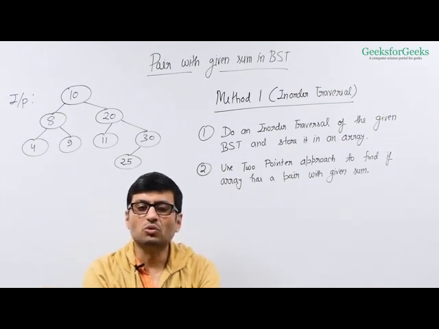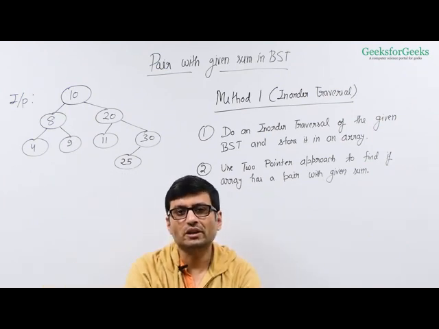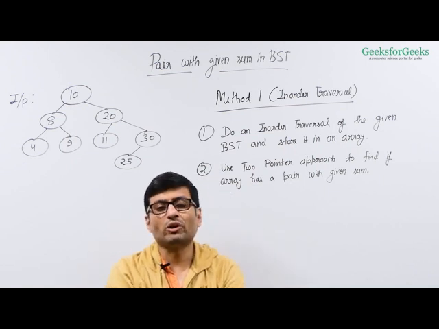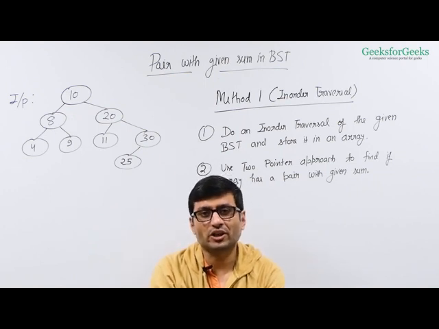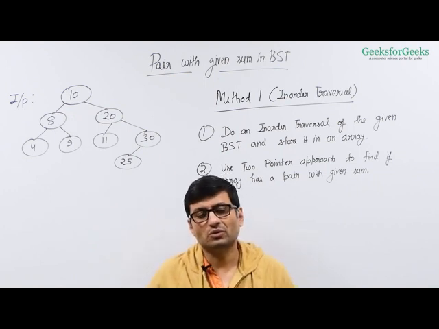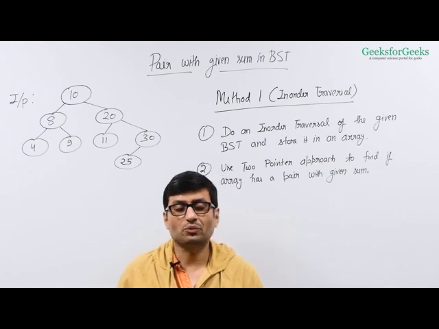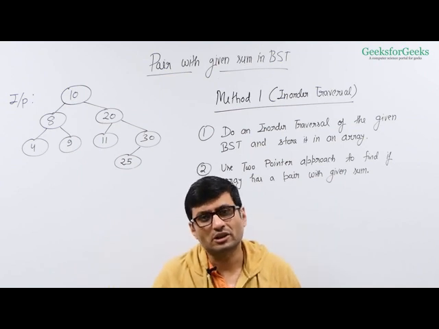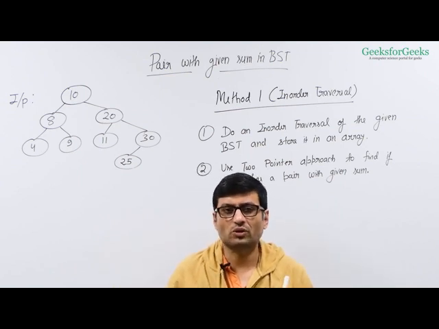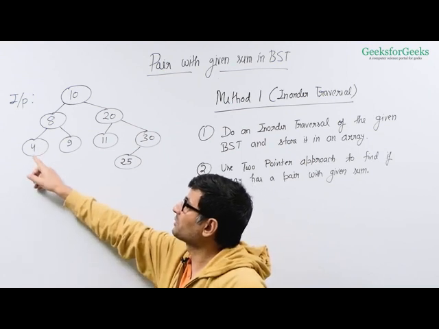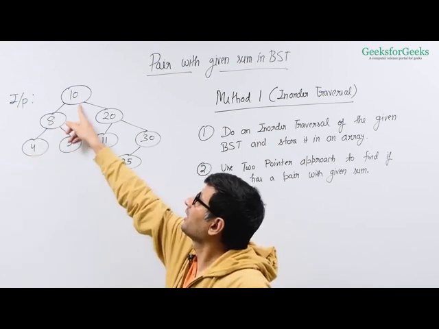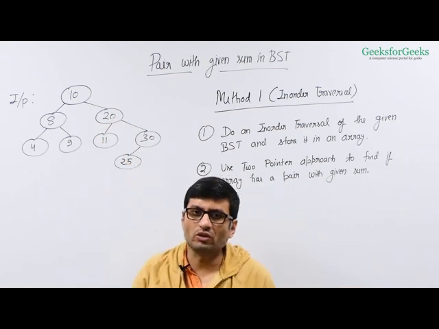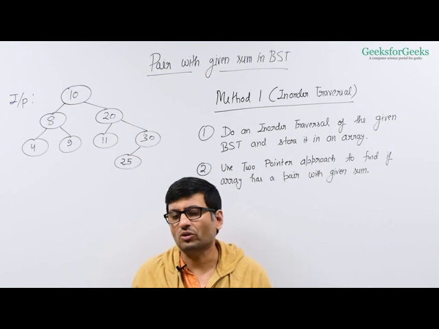Method 1 is to do an in-order traversal of the given binary search tree, store this in-order traversal in an array, and then use the two-pointer approach that we discussed in the searching track. Using 2 pointers, we can find if there is a pair with given sum in a sorted array. Please note that in-order traversal of a binary search tree is always a sorted array. For example, in-order traversal of this binary search tree is 4, 8, 9, 10, 11, 20, 25 and 30. So if you do an in-order traversal and store it in an array, your array will be sorted.